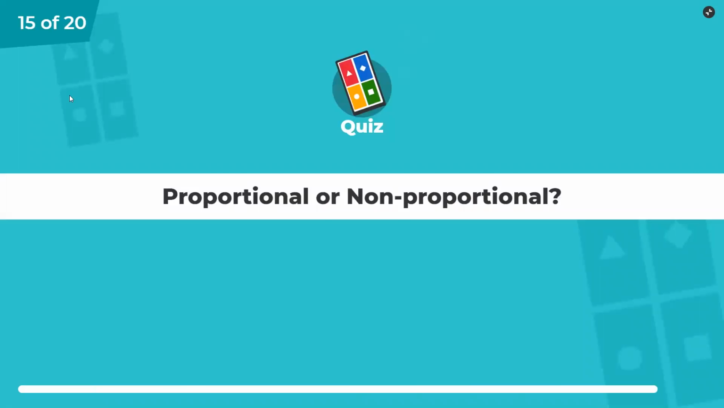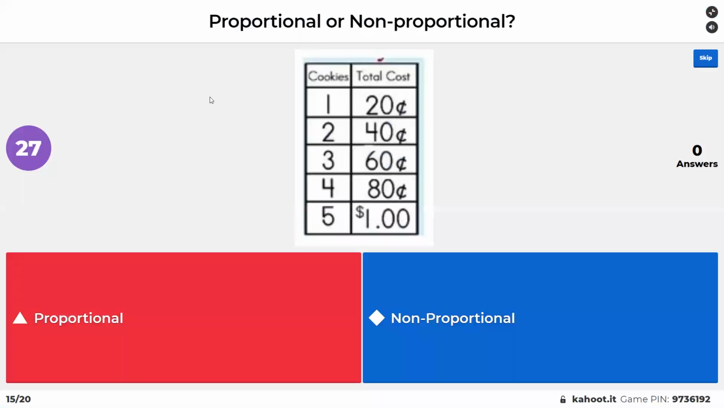Proportional or non-proportional? All right, take your y value, the total cost, divided by your x value. If you get the same thing all the way down, then it's a proportional relationship. If you do not, it's a non-proportional relationship.